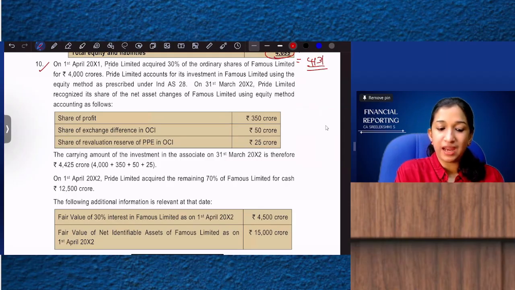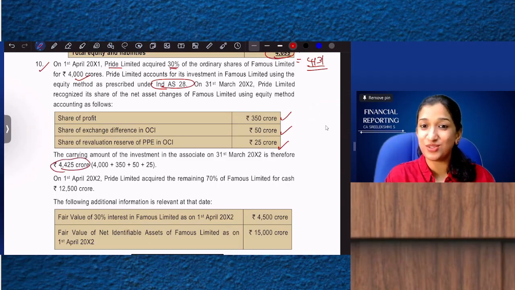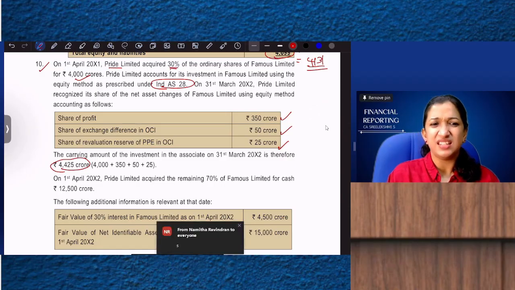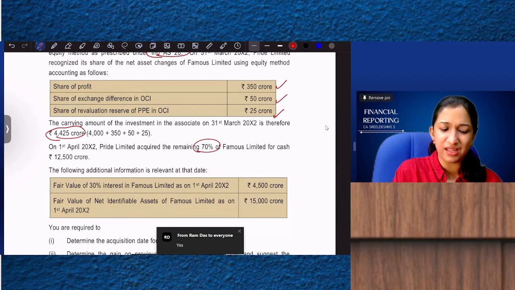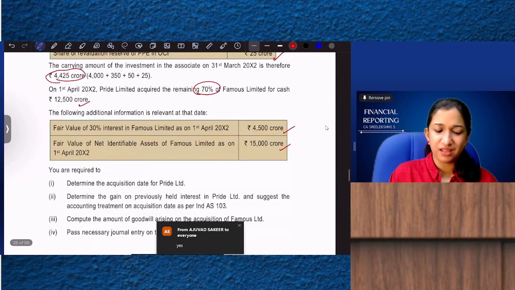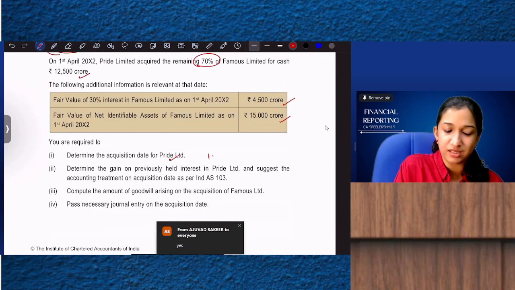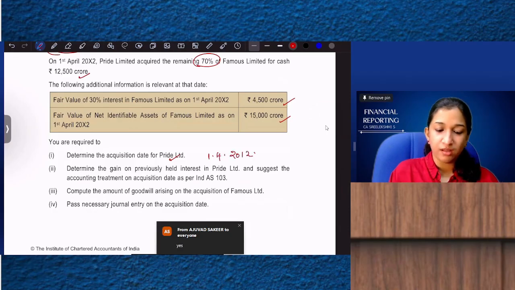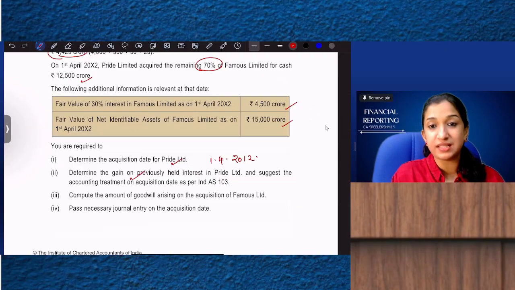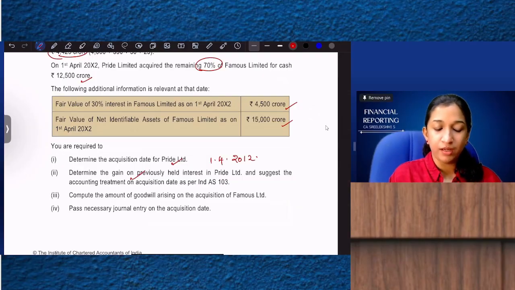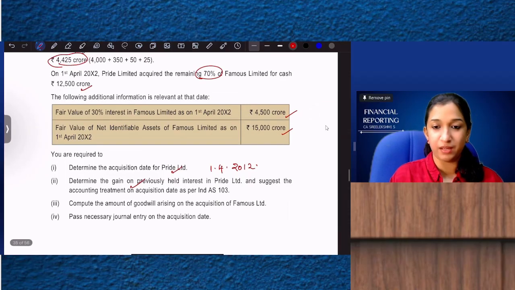On 1st April, Pride Limited acquired 30% shares of Famous for 4,000 crores. So 30% means it was IND AS 28: net assets, share of profits, share of OCI, share of revaluation reserve. We did a question like this yesterday. Same thing. Next day you acquired the balance 70% and everything is given. What is the acquisition date? Acquisition date is the date when control is acquired. Determine the gain on previously held interest.